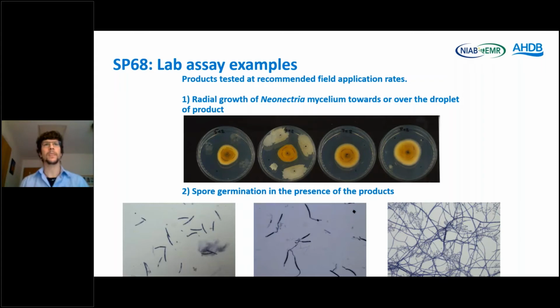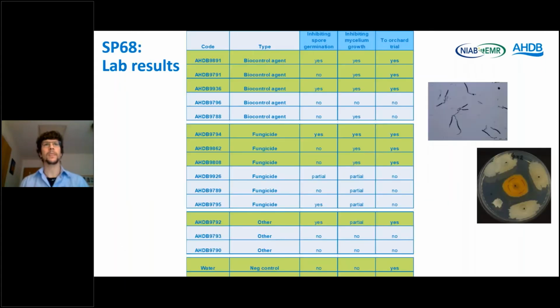So to the results, we split this in three different parts. On the top we have biocontrol agents, in the middle we have new fungicides from the last couple of years, and on the bottom we have others such as plant extracts or plant defense stimulants. If we look at biocontrol agents, we have three now entering the orchard trial because they've either inhibited spore germination or inhibited mycelium growth or both.